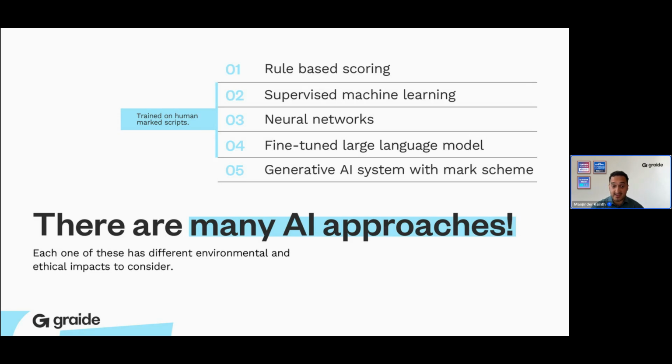So you don't give it any additional scripts. You just say, here's the mark scheme. How do you actually do the assessment? Now, it's important here, methods 2 through 4 actually require some previous training on human mark scripts. And this will be important when we talk about the ethics associated with each one of these approaches.